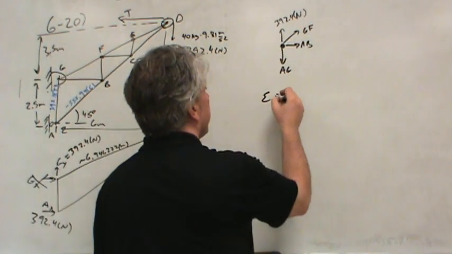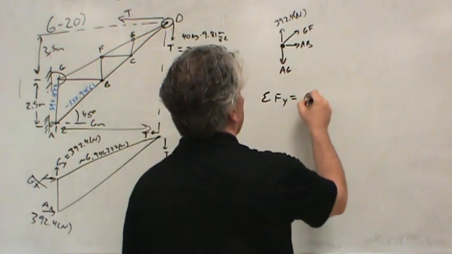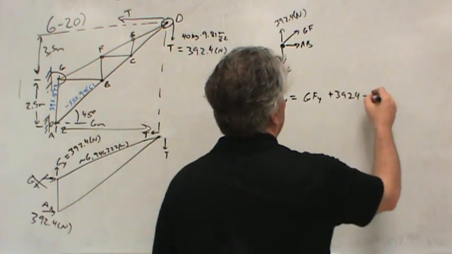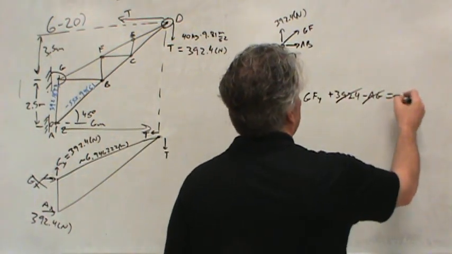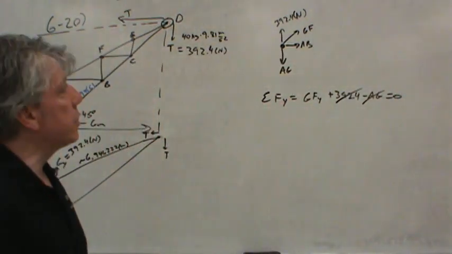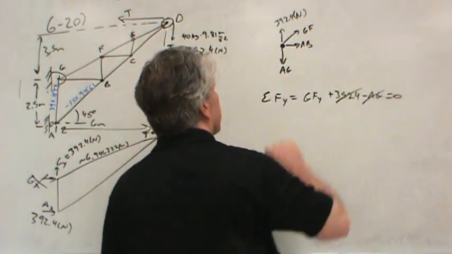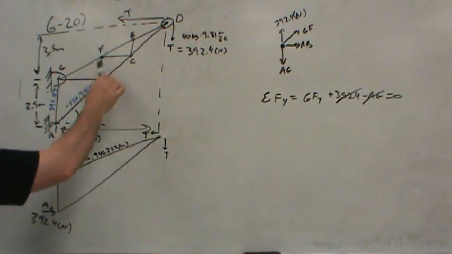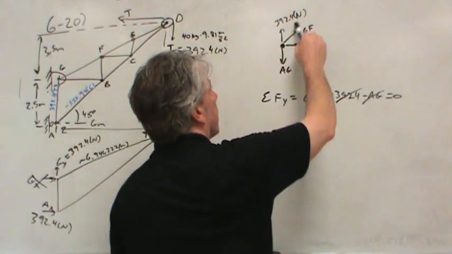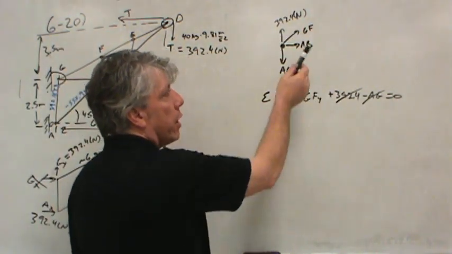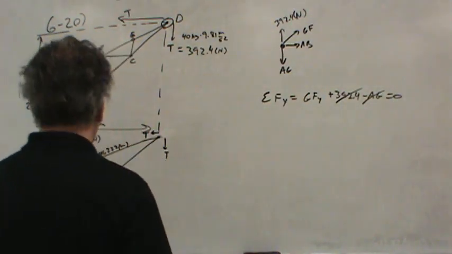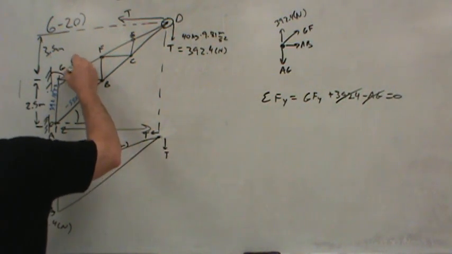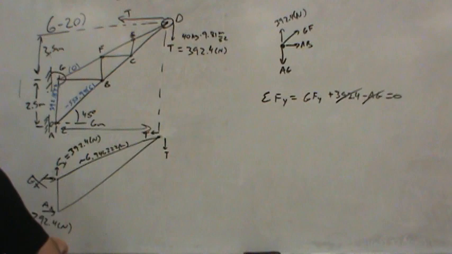So these two, summing forces in the vertical direction, what will we have? GFY plus 392.4 from the external reaction minus AG. But AG is 392.4. So what does that tell you? Well, that tells you the Y component of GF is 0. Therefore, GF itself must be 0, because the force at this point on GF has to lie along GF. It has to have some horizontal and vertical component, but the vertical component is 0, therefore the horizontal component is 0 as well. So what we just discovered is that there's no force in GF. It is a zero force member.